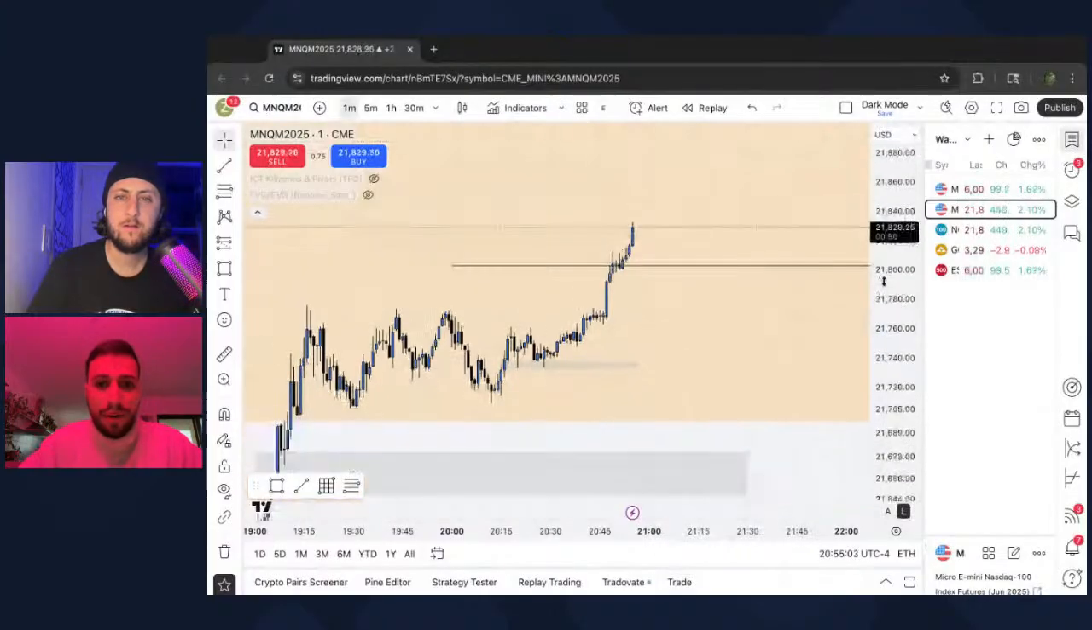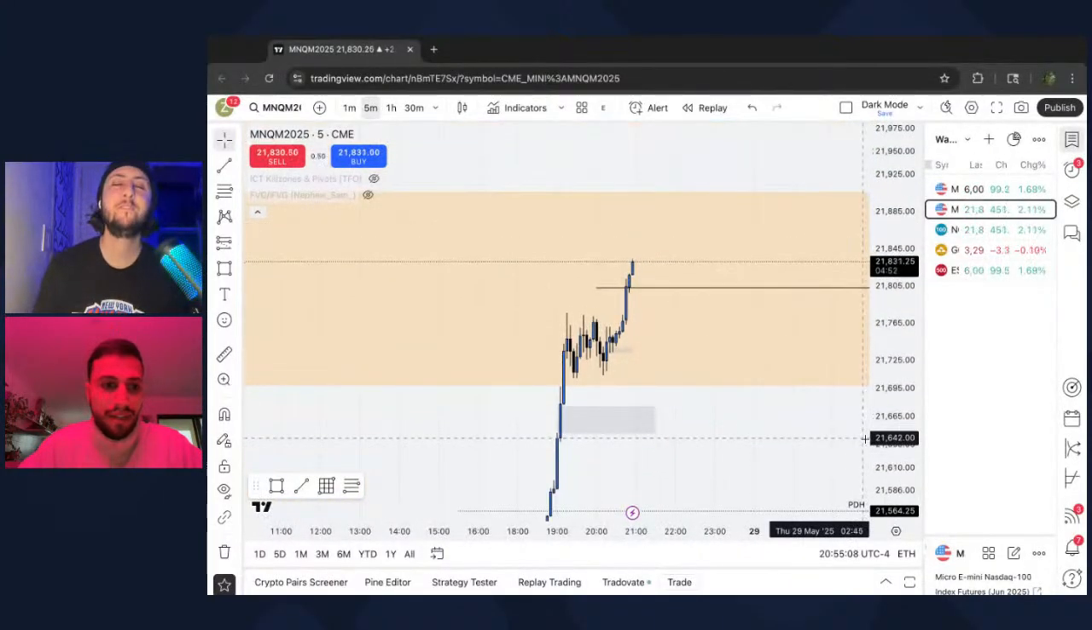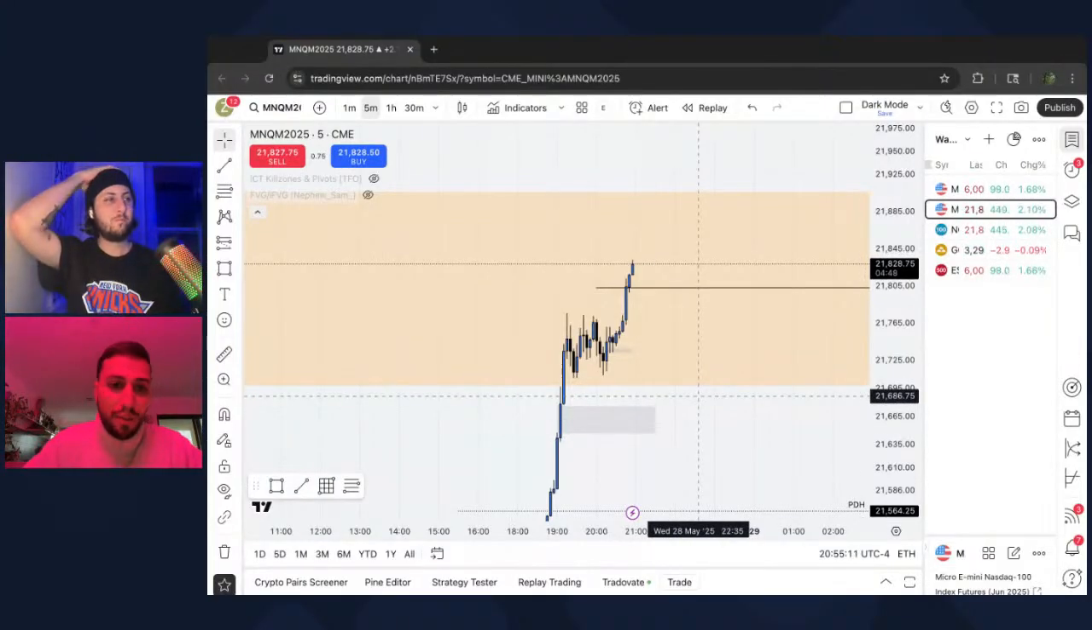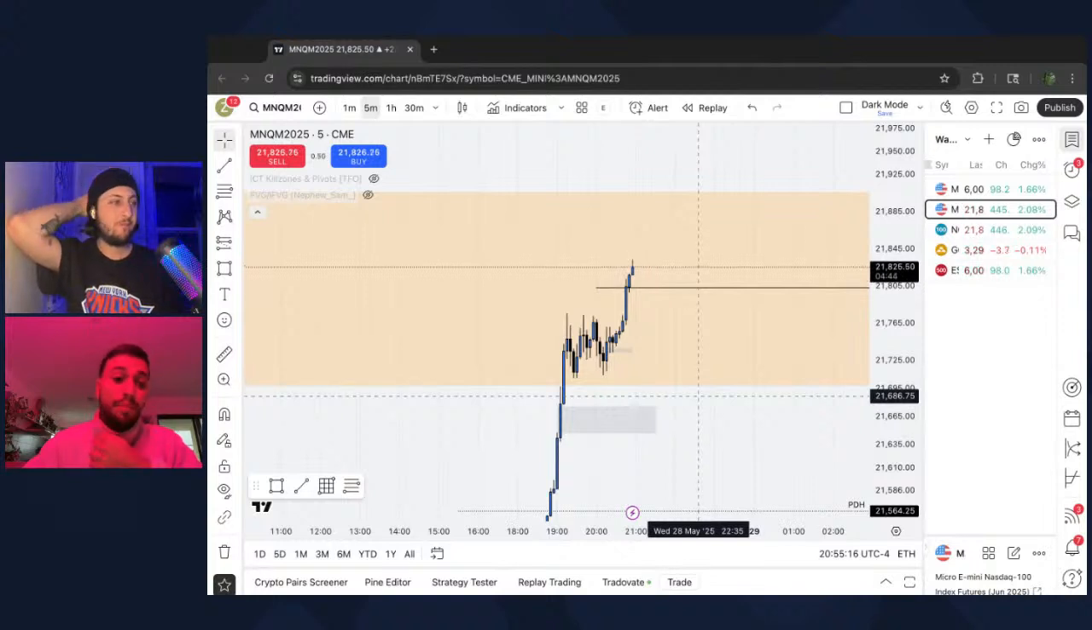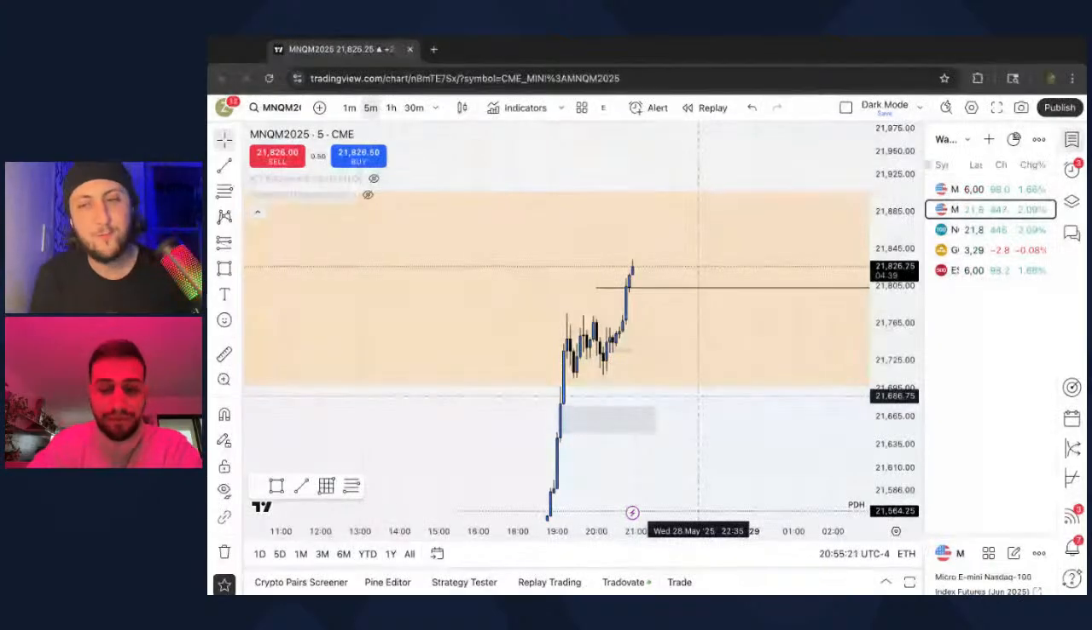There we go. Look at that rip, huh? Straight through that midline. I'm going to bet to say we're going to go right through the top of that one, and then we're going to go off that fair value gap and hit that most premium daily fair value gap, and then reject from there. Yeah, I agree, bro. I agree.